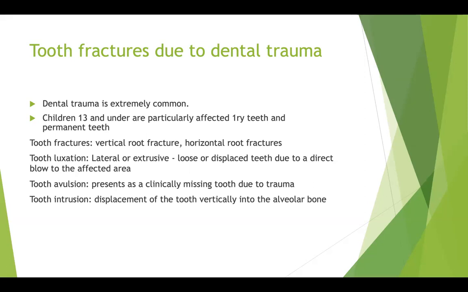It's a loose or displaced tooth due to a direct blow to the affected area. The child or the person could fall, they could take a punch. I had a kid the other day that came in and apparently he bit down on his toy, and that also caused extrusive luxation. So you always have to get the history of why it happened in the first place and when it happened, so you're able to help the patient. Tooth avulsion presents as a clinically missing tooth due to trauma, and tooth intrusion is when the tooth is actually displaced into the alveolar bone vertically.